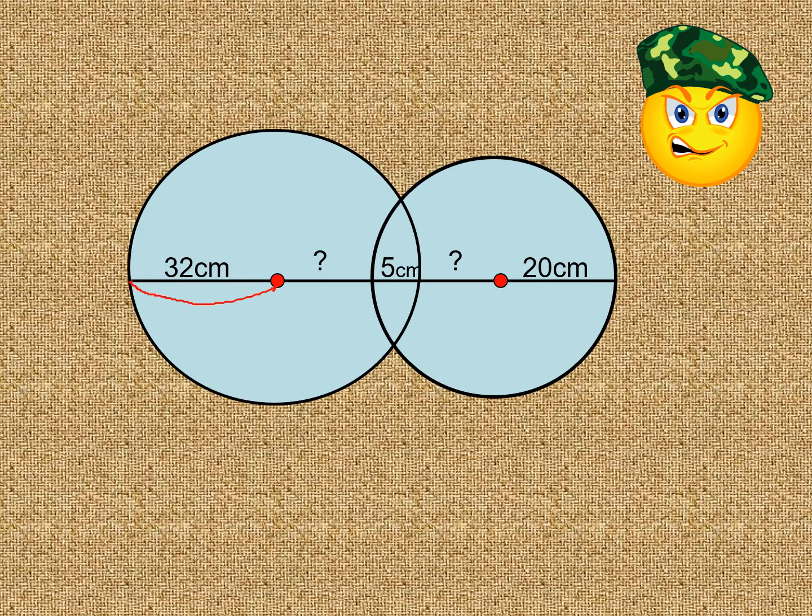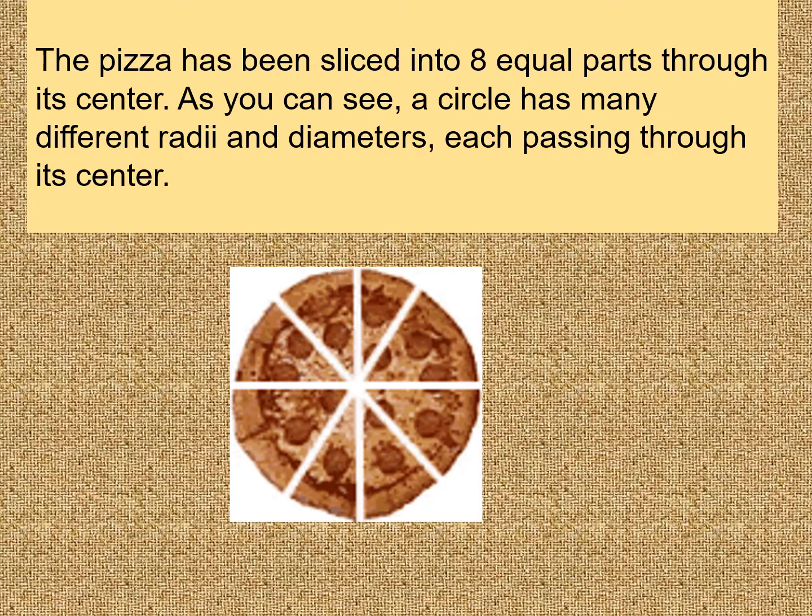32 for one radius. So what would this other radius be? 32. They have to match. So how do I find this missing piece? Guess what's back again? Segment addition postulate. Little piece plus little piece makes the big. Subtract it, you get 27. Same thing here. 20 for the radius, 20 for the radius. I need another 15. Ain't that great? Okay, good job.